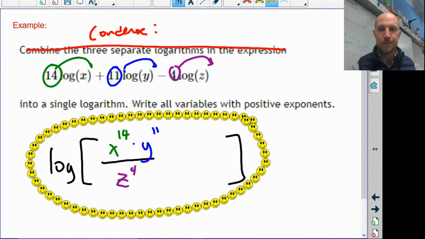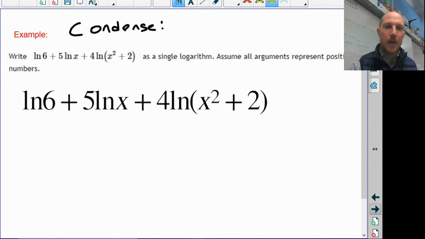All right, yay. All right, up next, the same idea, but with natural log. So ln just means log base e, does not change anything. The base doesn't change anything about how we expand or condense. So I got natural log of 6 plus 5 times natural log of x plus 4 times natural log of x squared plus 2. All right, well, in this case, there are 3 separate logs. They're all being added. So when I condense them, I'm just going to multiply all that stuff together.